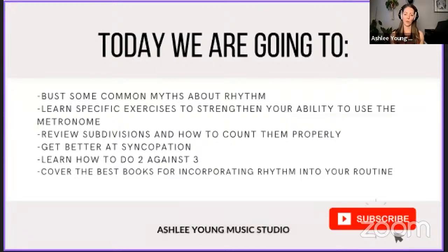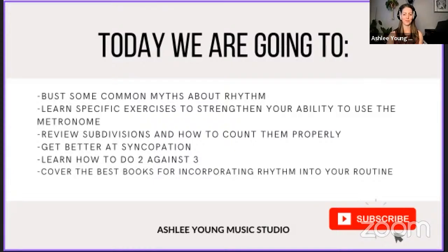First I'm going to tell you what we're going to do. We're going to bust some common myths about rhythm. We are going to do that for sure because there's a lot of them. We're going to go over some specific exercises to help you strengthen your ability to use the metronome, which, depending on how you feel about the metronome, might be a really scary thing, might sound awful. We're going to review subdivisions and how to count them properly, which will help us when we work to get better at syncopation and when we talk about 2 against 3, which is a really common pain point for a lot of people.